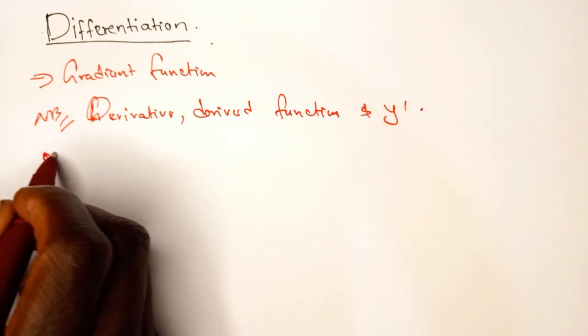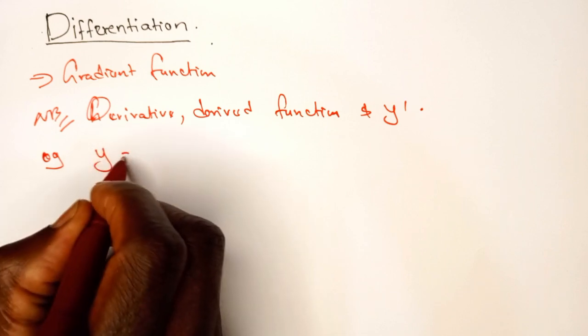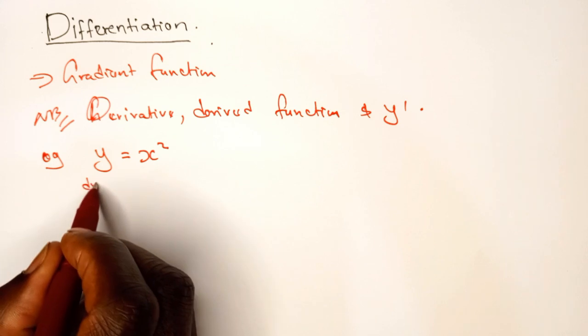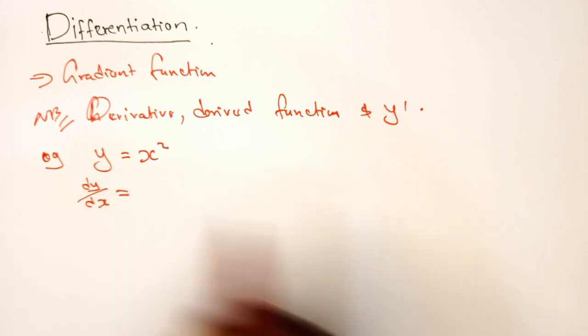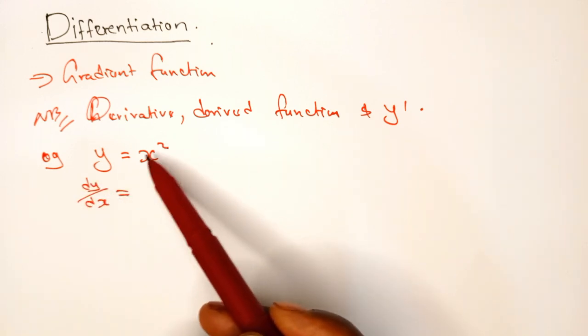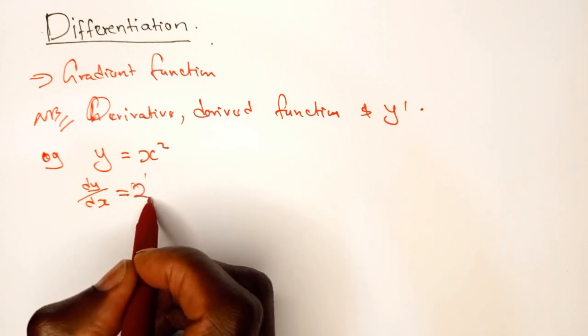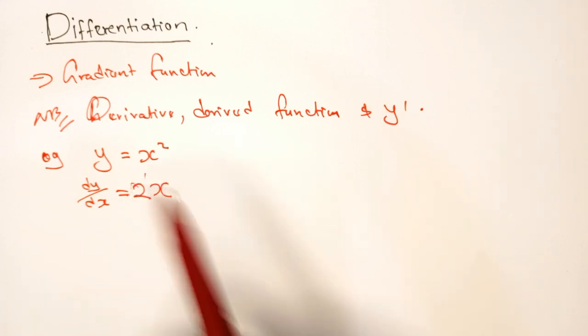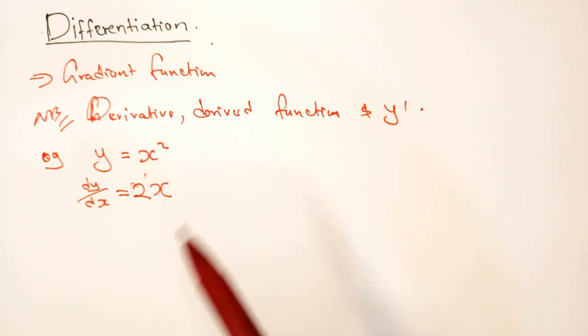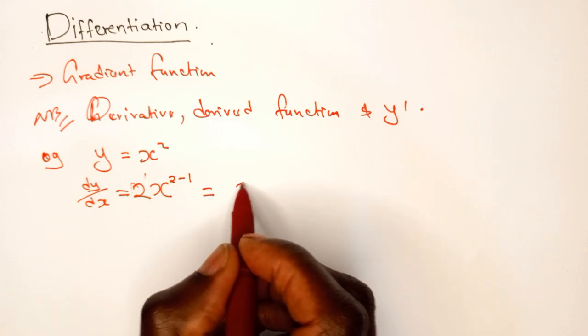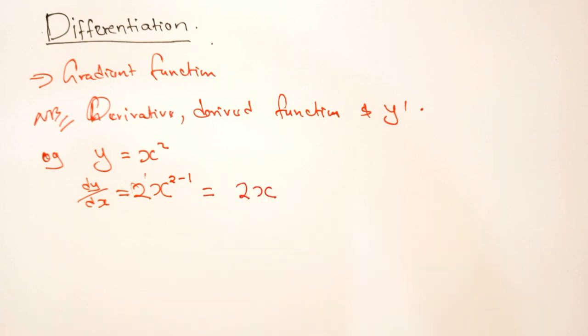So e.g., y is equals to x raised to 2. So our dy dx will be, we take this power, we drop it here, or we multiply by whatever is in front here, which is 1. So we're going to have 2x, then we minus 1 from this power. So we're going to have 2 minus 1. So finally, you will have 2x, and that becomes your gradient function.